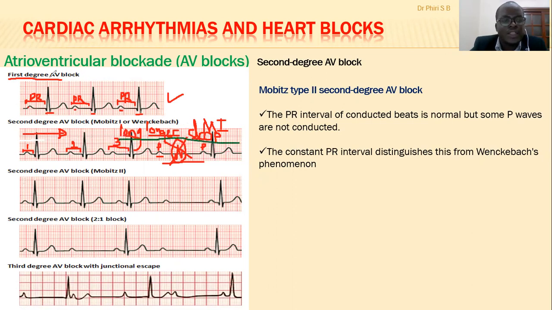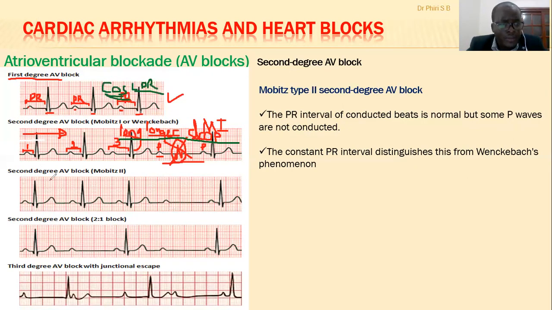Then for the first degree, how can you remember this? You have consistent elongation of PR segment. So once you have a consistent elongation of PR segment without a drop in QRS complex, then you have first degree AV block.